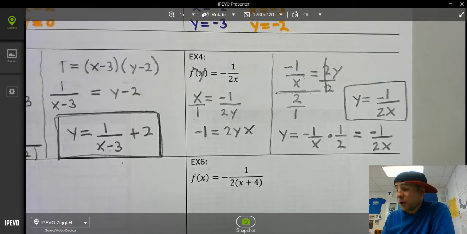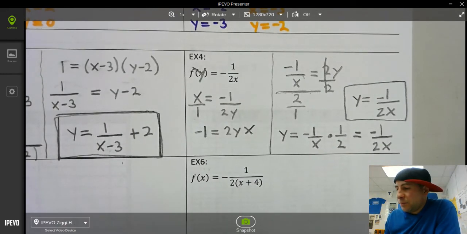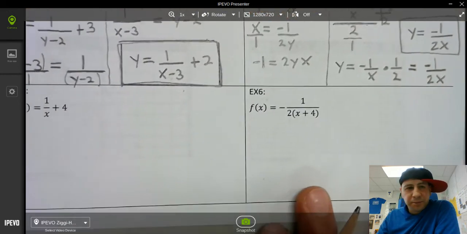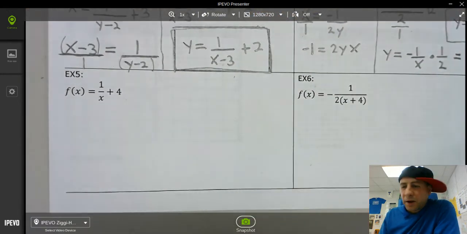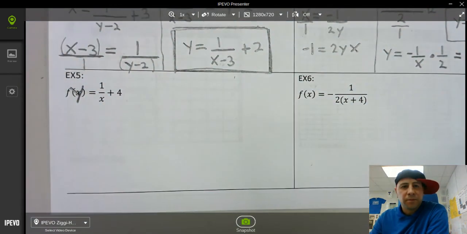So at this point, if you're like, whoa, Mr. Luke, what just happened? You might pause the video and open a tab and do some research, maybe find some YouTube videos about dividing by fractions, okay? All right, so let's look at example 5. And I said, YouTube, dividing fractions by fractions. There you go, divide fractions by fractions.